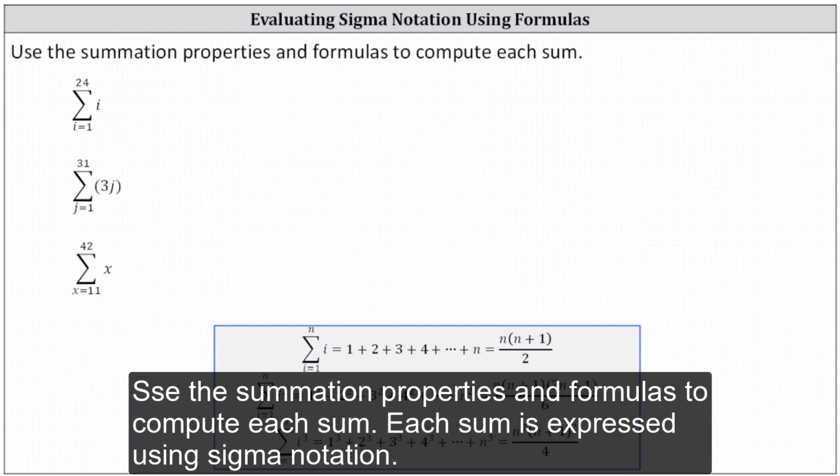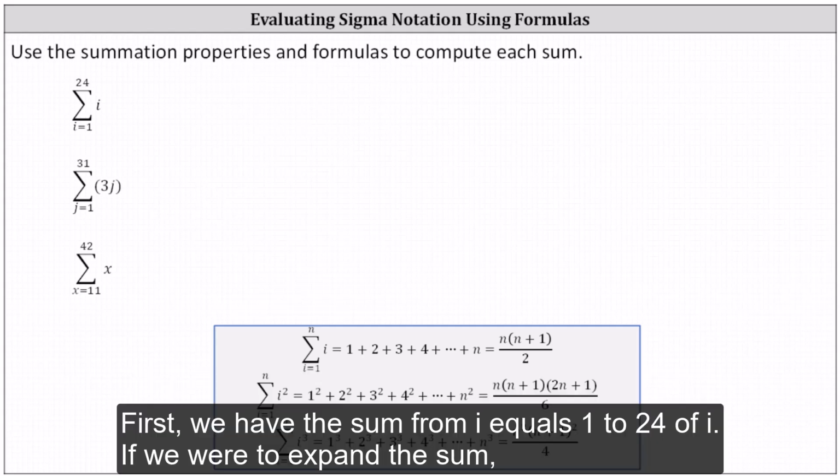Use the summation properties and formulas to compute each sum. Each sum is expressed using sigma notation. First, we have the sum from i equals 1 to 24 of i.